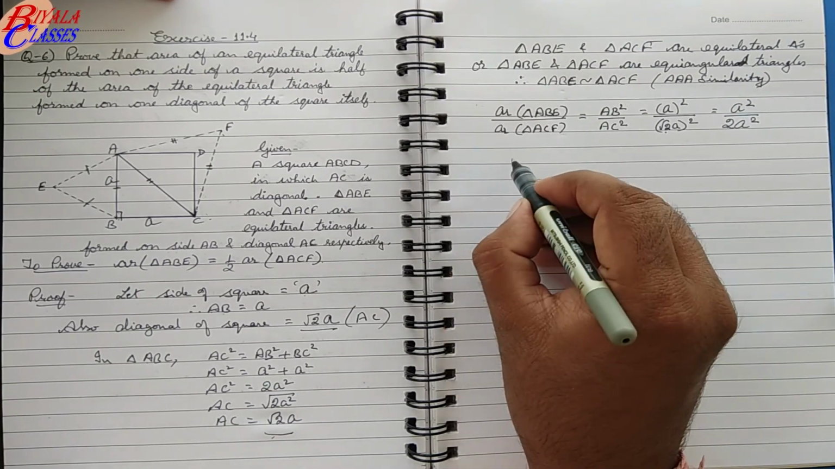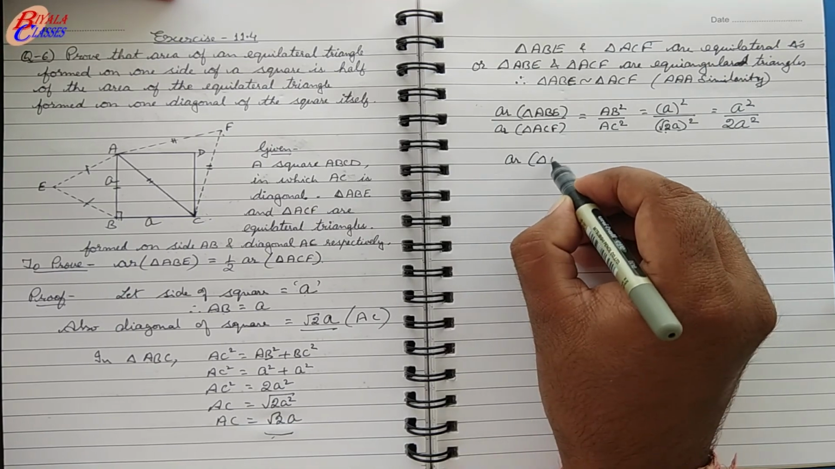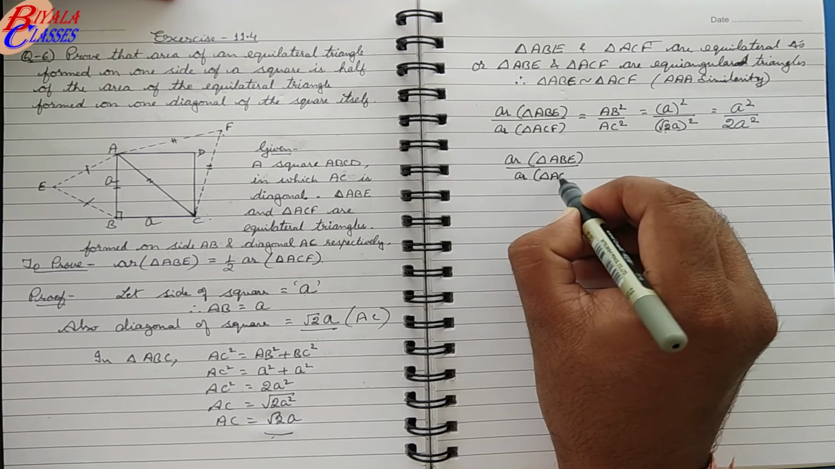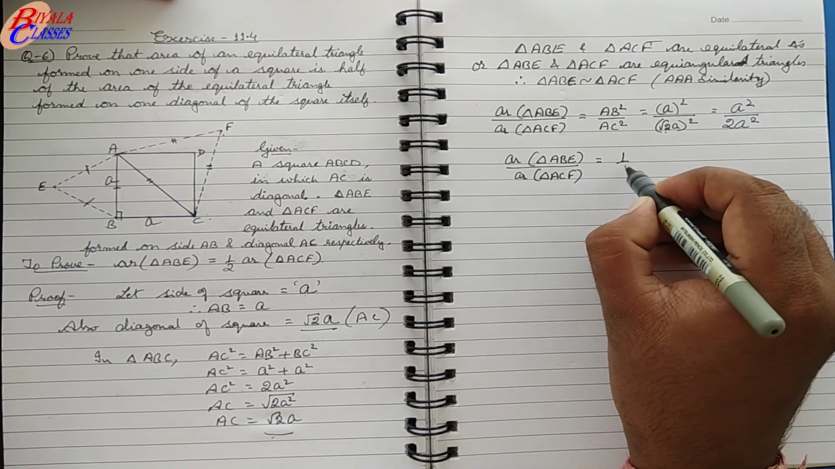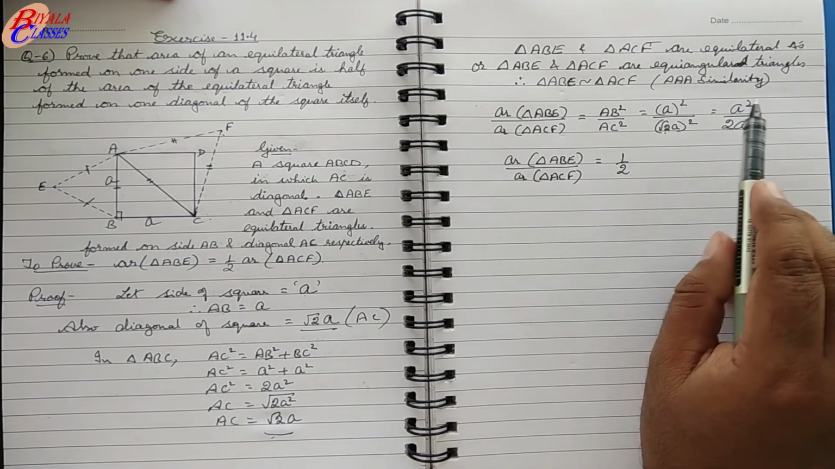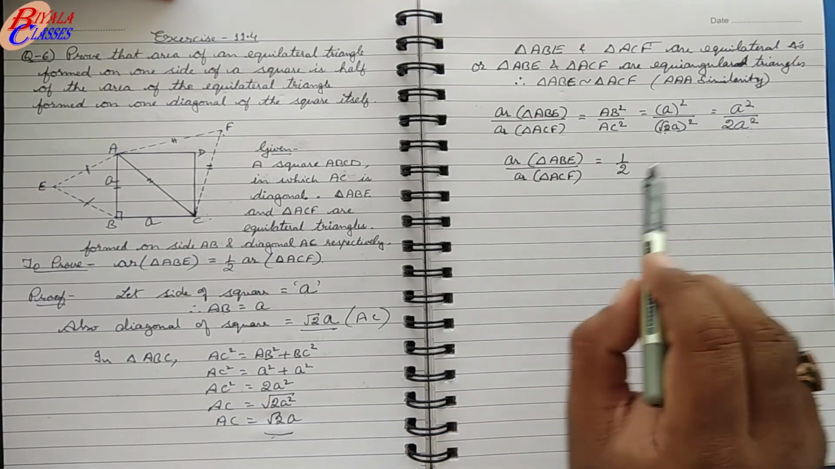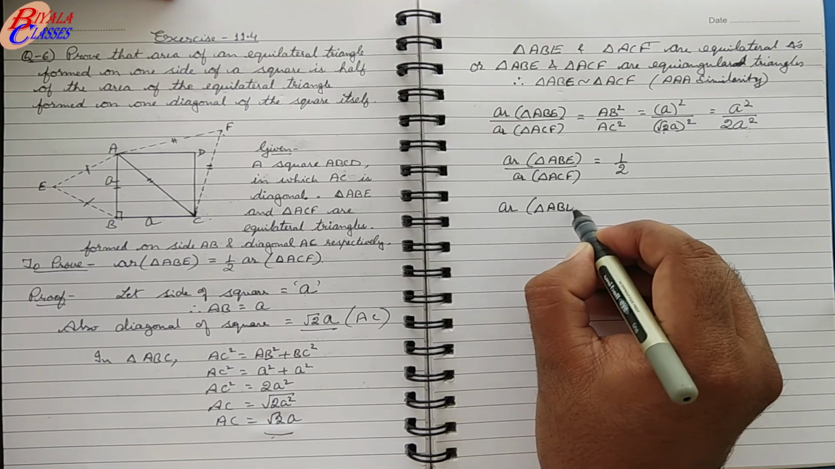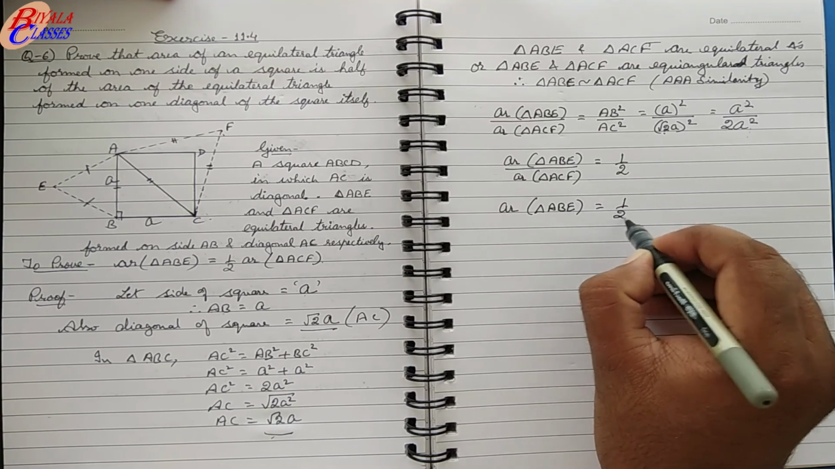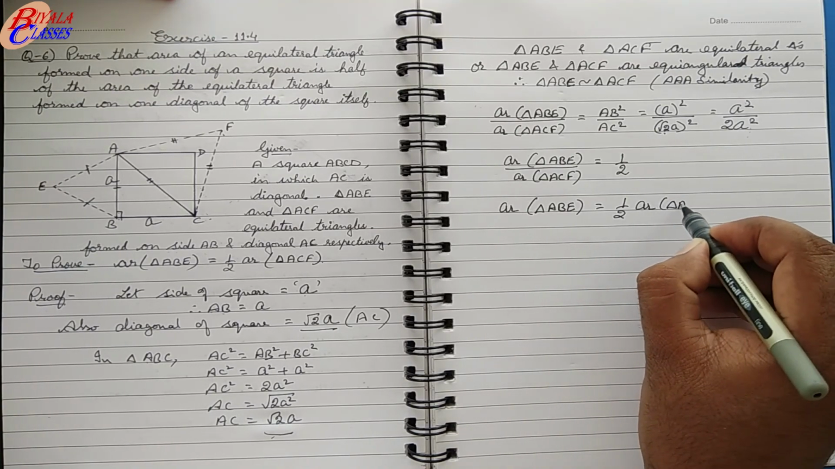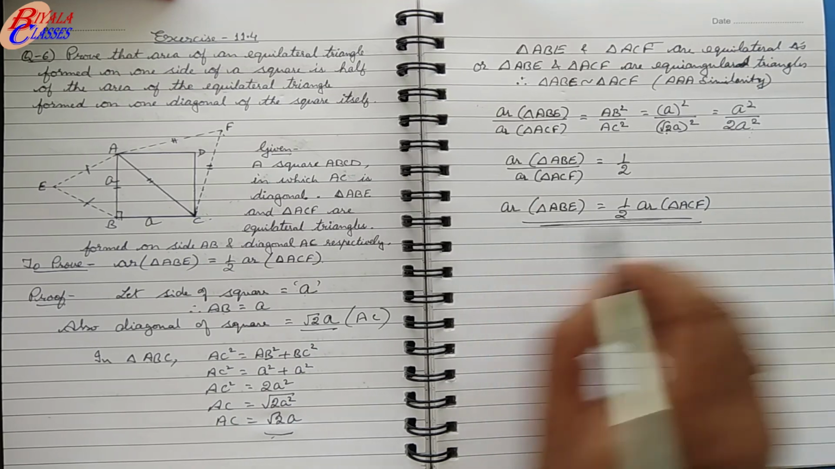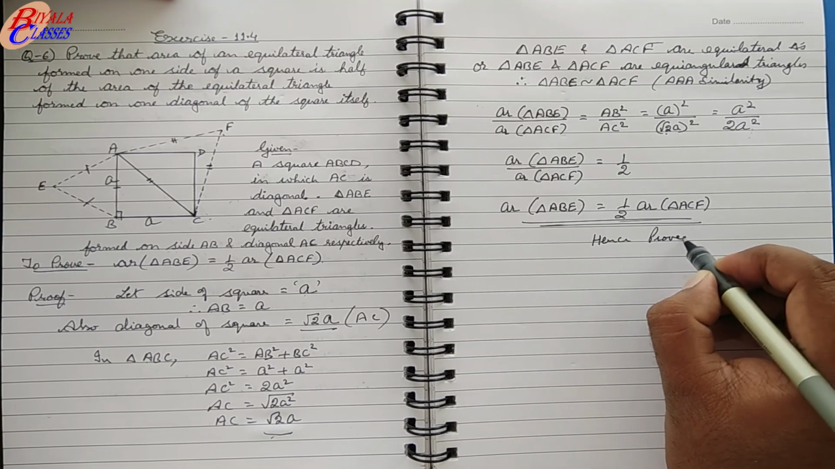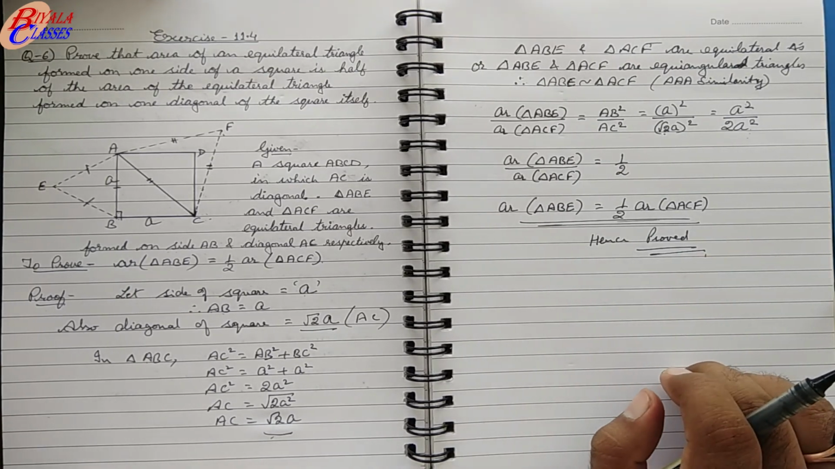So here you have A squared upon, now the square of under root 2 is 2A squared. So A squared and A squared will cancel out, and we have area of triangle ABE upon area of triangle ACF equals 1 upon 2. This A squared and A squared will be eliminated, and we are left with 1 upon 2, which we can write as area of triangle ABE is equal to half the area of triangle ACF, and this is what we had to prove. So with this, we come to the end of this exercise 11.4.